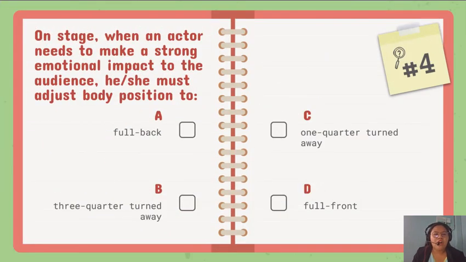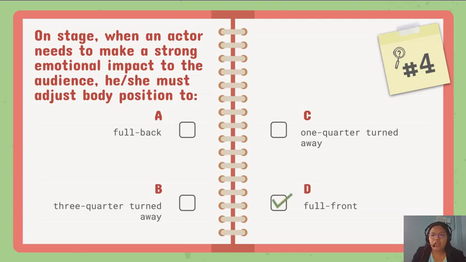Number 4. On stage, when an actor needs to make a strong emotional impact to the audience, he or she must adjust body position to A. Full back, B. 3/4 turned away, C. 1/4 turned away, or D. Full front. The correct answer is D.